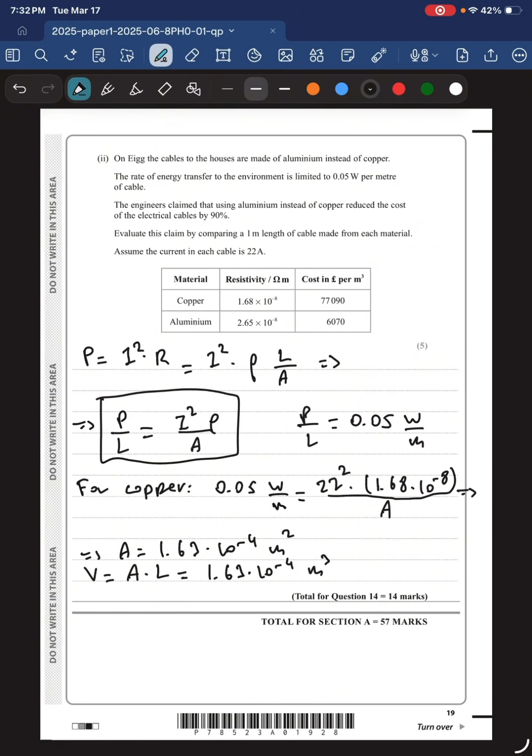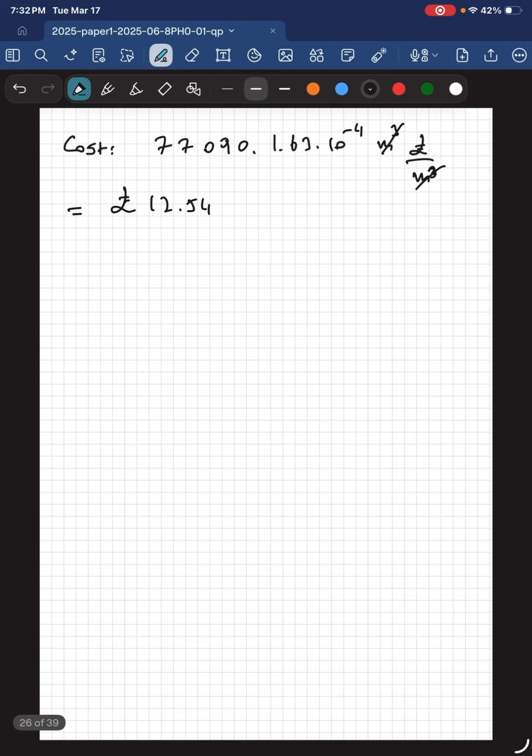So again, let me repeat. They give us the rate of energy transfer to the environment, which is 0.05 watts per meter. So we use that information and the resistivity they give us, along with the length, to calculate the cross-sectional area of the copper wire. And then we multiply with the length to find the volume, and then we multiply with the cost to find the cost.